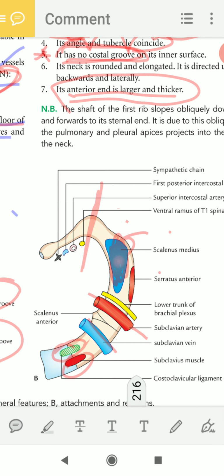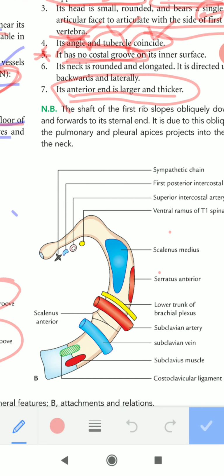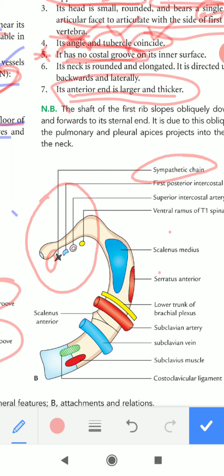So we will now see the relation of the neck. This is the neck. What are the structures related to the neck from medial to lateral? We learned the sympathetic chain, then vein, artery, nerve. So from medial to lateral, this is the sympathetic chain, then the first posterior intercostal vein, superior intercostal artery, then the ventral ramus of the first thoracic nerve, one segment of the spinal cord. So the relationship of the neck is most important and it is asked in the Viva.